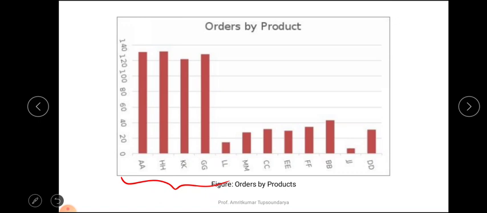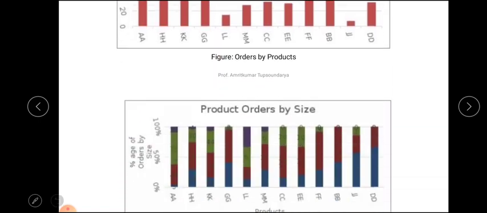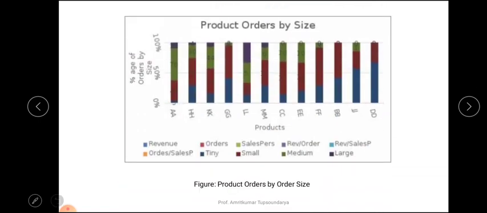So let me quickly show you some additional data here. Here we have additional data on the order sizes, and depending on those sizes we have a bar graph plotted for the product orders by size. Here you can see the legends are clear. The maroon or brown color shows that the size of the order is small.